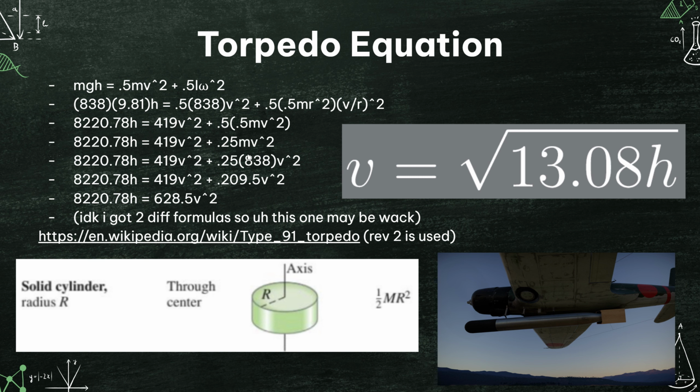So once you have that, we're going to multiply the two 0.5s out, and then we get this, and we insert m back in, and we get this equation here, and when you add them, you get this last line here. And when you separate v on one side, you get this as the final result. So the velocity that the torpedo landed in the water with is proportional to the root of the height that it was dropped from, multiplied by 13.08.